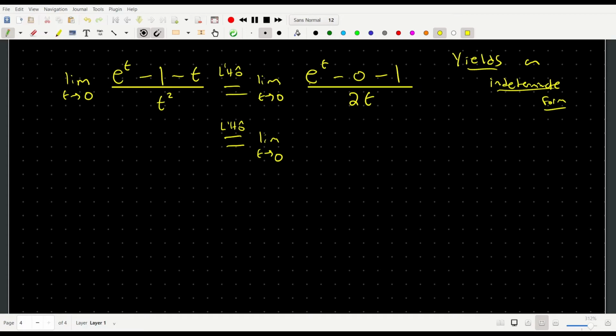So we again take the derivative of the numerator function, which in this case is going to be e to the t minus 0, which I'm not even going to write. The derivative of e to the t is e to the t. The derivative of 1 is 0. Divided by the derivative of the denominator function, which is the derivative of 2 times t, or 2. And this function is a continuous function of t, and therefore this is just going to e to the 0 over 2, or 1/2.